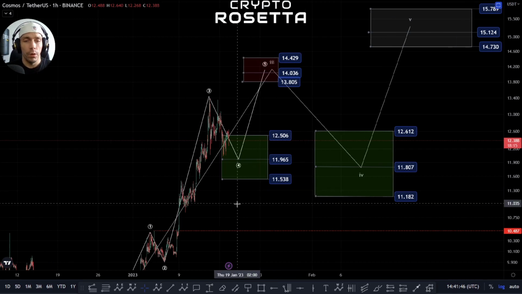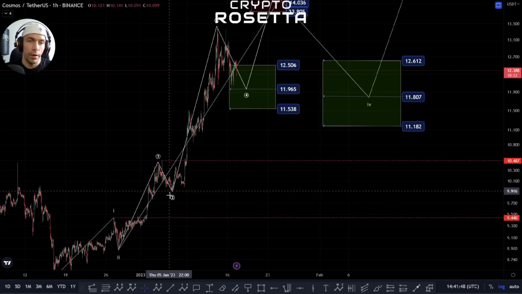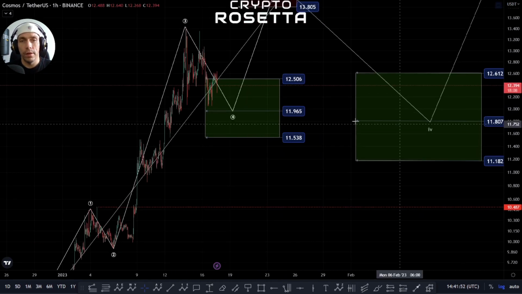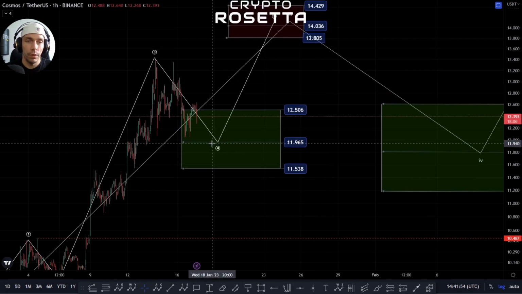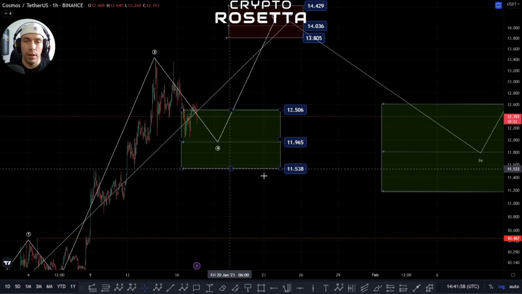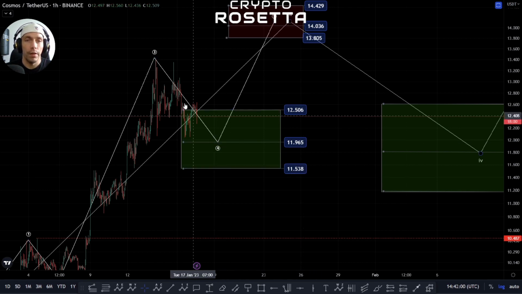So what we'd be looking for is, within this white circled count, to find support in this zone. We're currently sitting in that zone. It is possible for us to come a little bit lower, and basically what I'd be looking for at a maximum would be coming down towards this 11,538 zone.